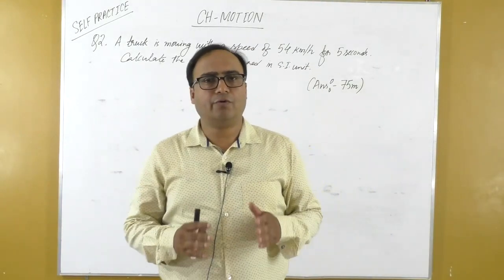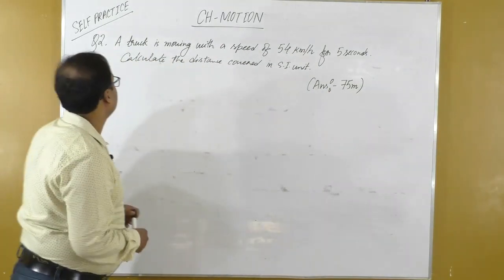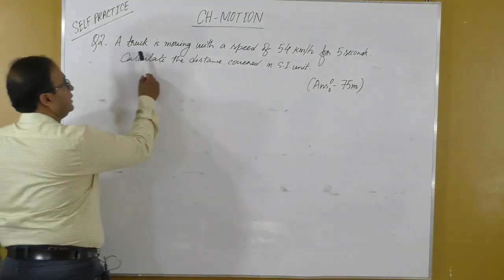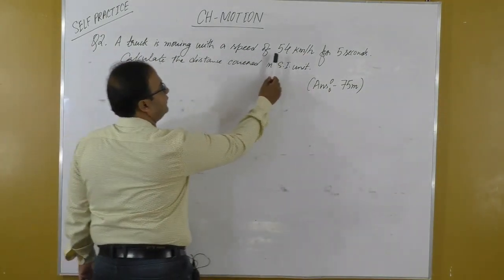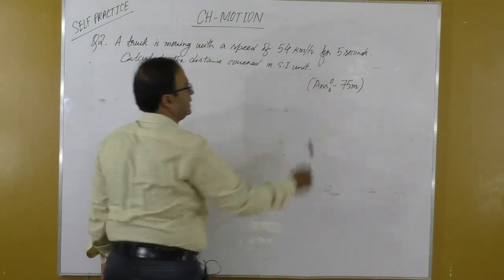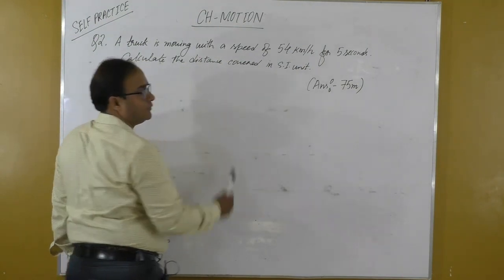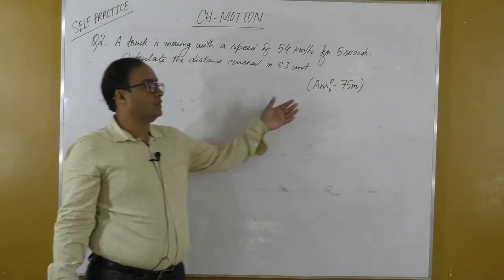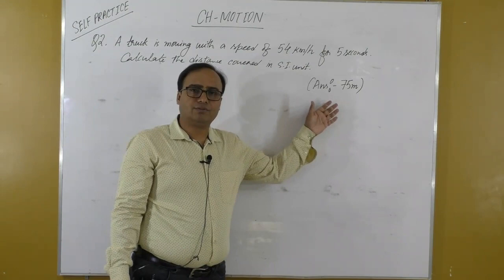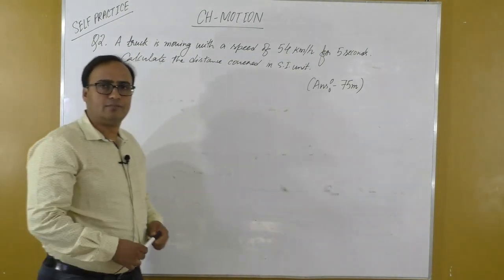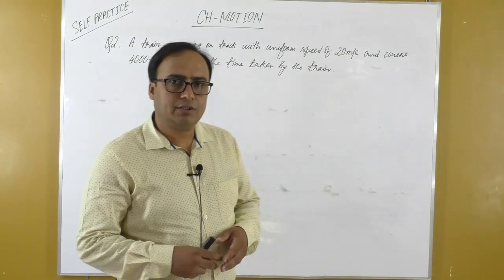Question number 2 for your self-practice at home. The question is, a truck is moving with a speed of 54 km per hour for 5 seconds. Calculate the distance covered in SI unit. For your convenience, answer has been given. Try to solve properly.